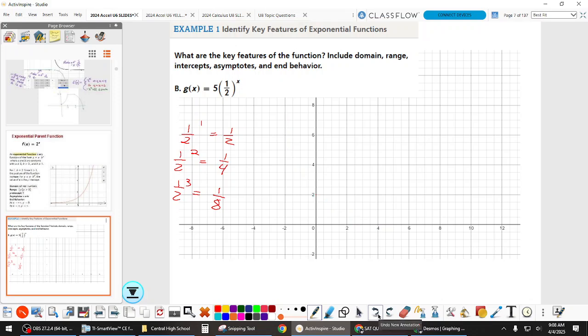So, what does the 5 do? It vertically stretches. Does it change the y-intercept? No, because 1/2 to the 0 is what? So 1/2 to the 0 is 1, times 5 is 5. So our y-intercept is 5.